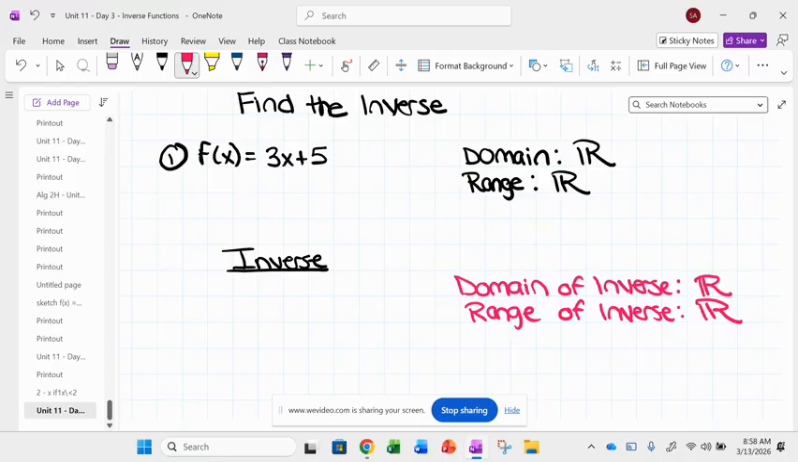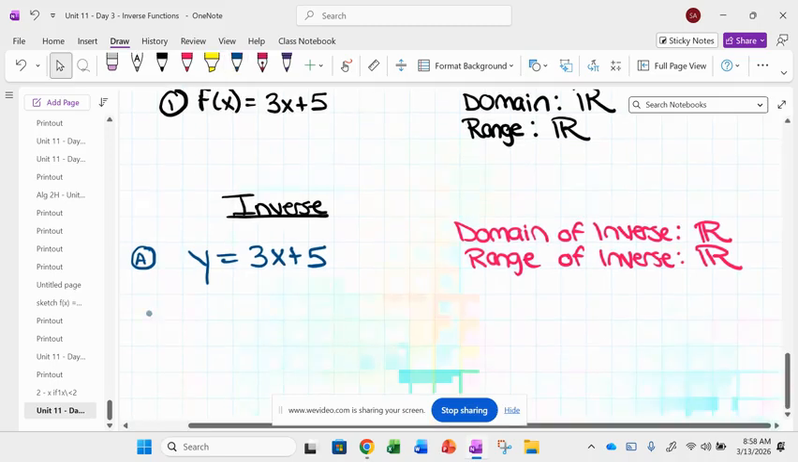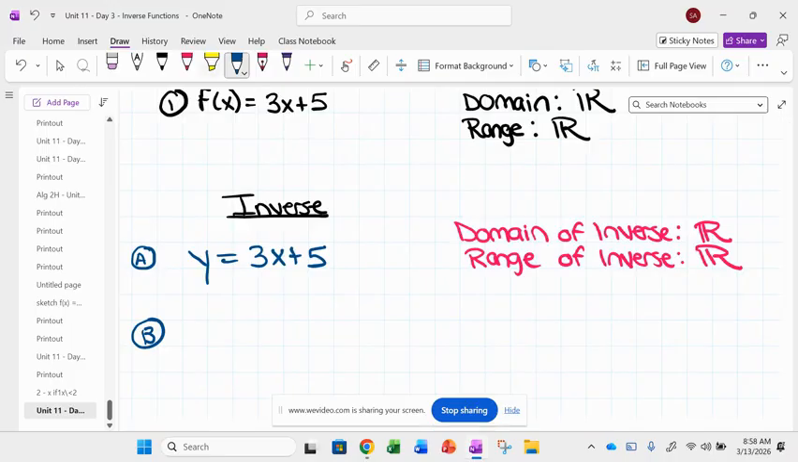Okay, so now we're going to find the equation that goes with the inverse. So our steps say take f of x and replace it with y. So I have y equals 3x plus 5. That was our first step. Our second step says take x and y and do what with them? Switch them. So I'm going to have x is equal to 3y plus 5. After I switch x and y, I can't stop here. What is my next step?